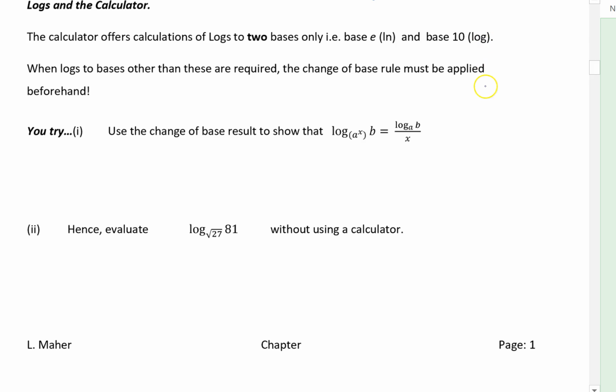These two sentences are just saying that same thing again: the calculator only has two options for bases, and that is e or 10. And if you want to evaluate to any other base, or when we start to differentiate, if you want to differentiate anything to a different base, then you'll have to use your change of base rule.